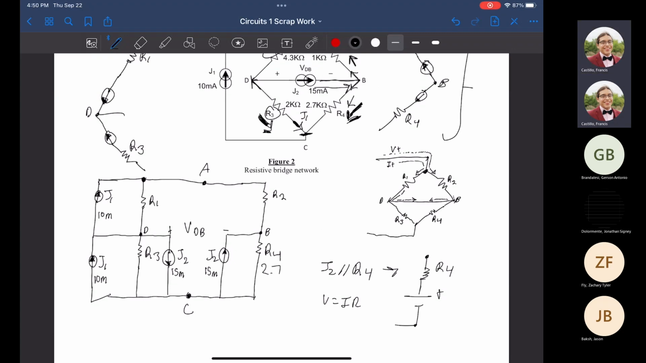meaning our voltage here should be equal to, if I can set my calculator to not spit out fractions at me. Give me 1 second for that. Okay. The current of J2 has been shifted to a voltage source using resistor 4, which created a voltage source of 40.5 volts. So that's what we're going to put here.